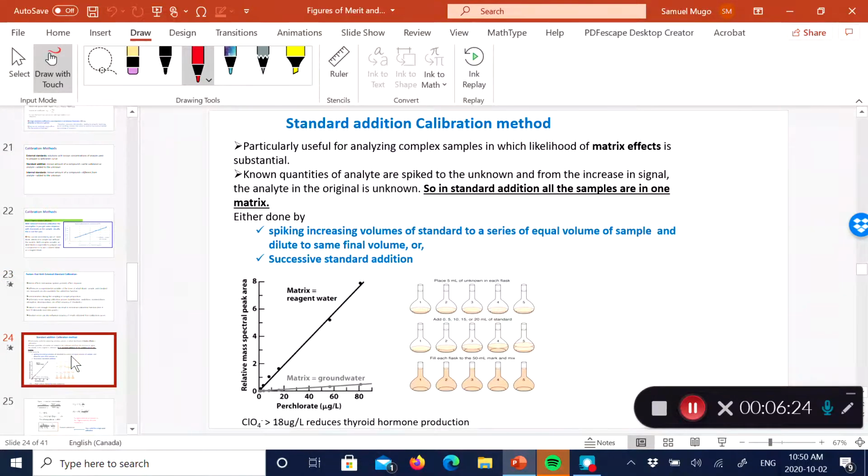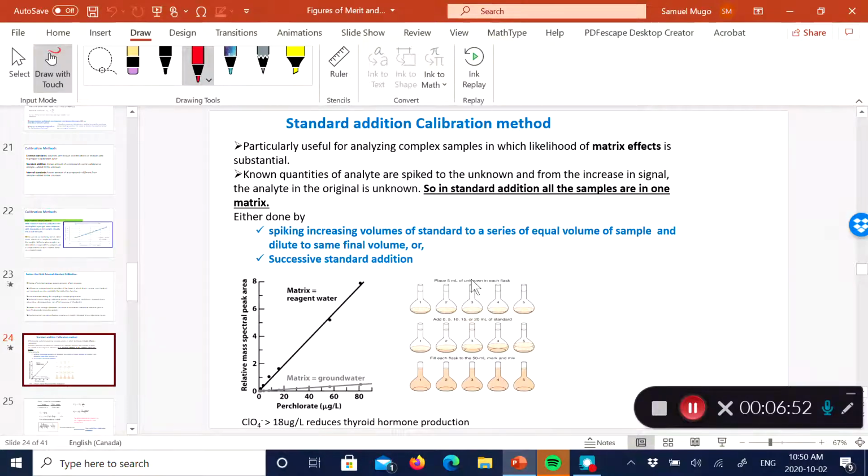A better method of doing calibration in analytical chemistry is actually standard addition calibration. Now, this is how it works, and it largely corrects for matrix interferences. With standard addition calibration, you analyze the sample in the presence of the standard solutions. So how do you do this?